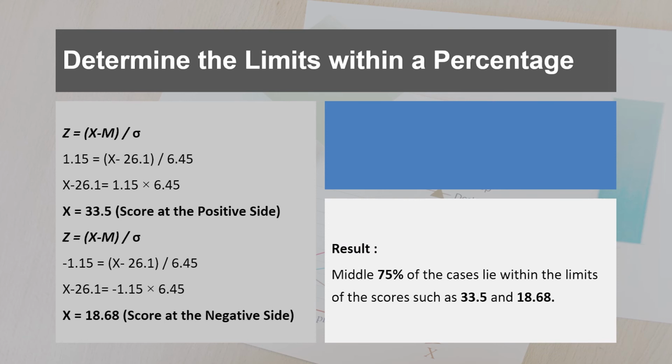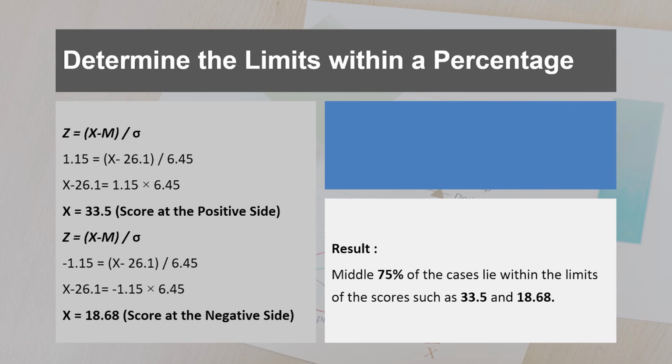The z value we have already received from the normal probability curve table, that is 1.15 on the positive side. And x we have to find out. X means one of the limits, one of the scores. The mean score is given in the question, that is 26.1, and the standard deviation is also given, that is 6.45. So you have to simplify it, and you will find that the value of x is 33.5. So 33.5 will be a score on the positive side, because we have taken here plus 1.15.